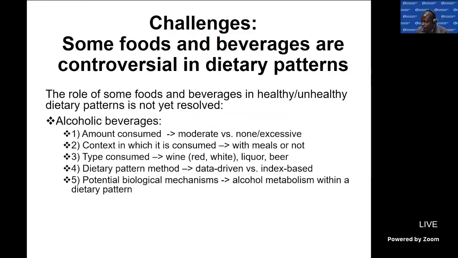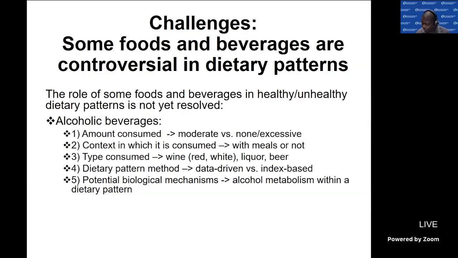So with that background, I will move to look at the challenges in synthesizing evidence from a dietary pattern. Some foods and beverages are controversial in dietary patterns, and one of them is alcoholic beverages. Dr. Fung really presented a great background on alcohol. The types of alcohol that is consumed, the amount that is consumed, is it moderate alcohol versus no alcohol or excessive alcohol? And in what context is it consumed? These are outstanding questions that haven't been answered.